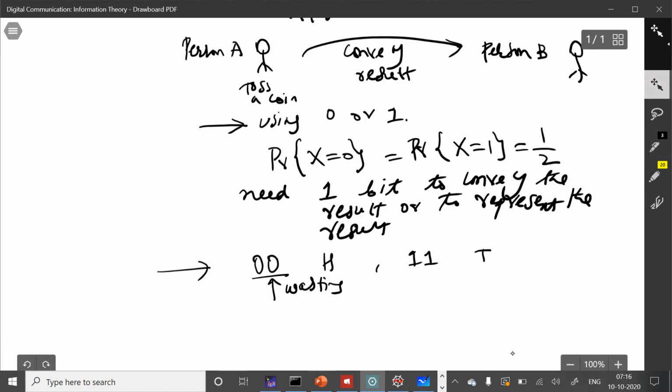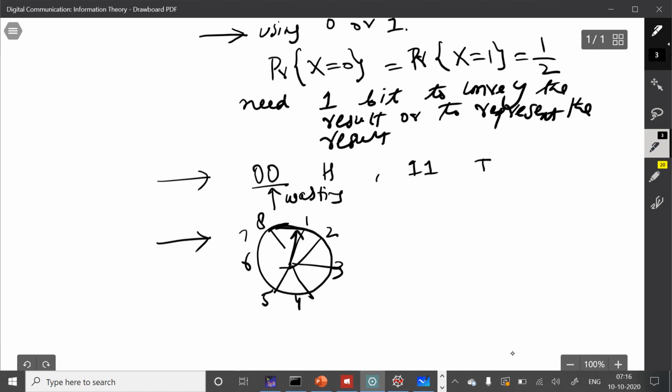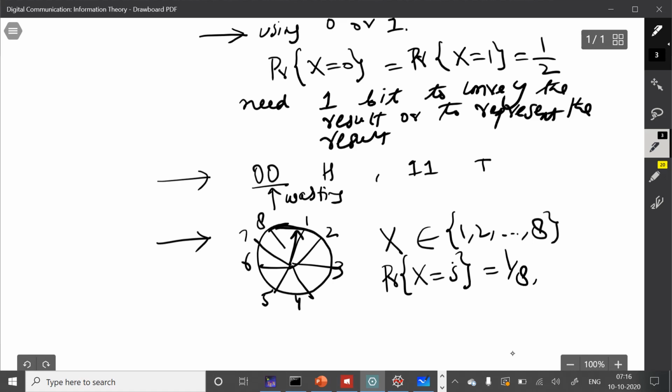Now this example may not be so intuitive because there is only one bit needed. Now let me take another example. Let's have this casino wheel, with numbers 3 4 5 6 7 8. Suppose it stops at 8 numbers only, equally likely. So if we represent the outcome of this wheel by X, this X can take values 1 2 up to 8. And what is the probability that X takes any value i? That is 1 by 8, for i equal to 1 to 8.